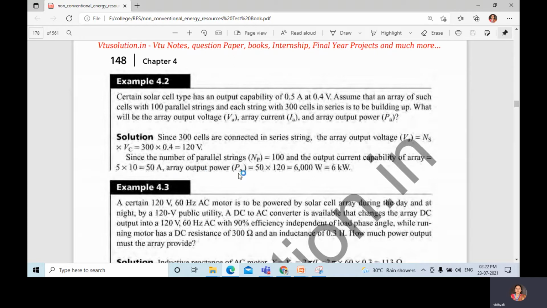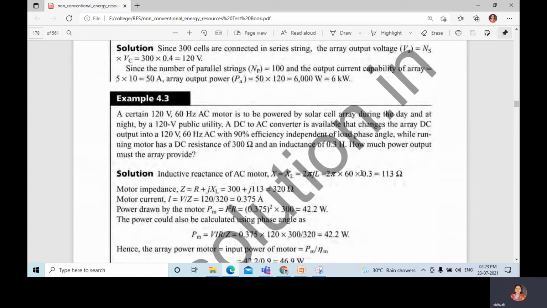Okay, array output power PA is equal to 50 into the voltage we got here. The output array voltage is 120 and the current is 50 amps. So 50 into 120, that is P is equal to VI, 6000 watt, that is nothing but 6 kilowatt.